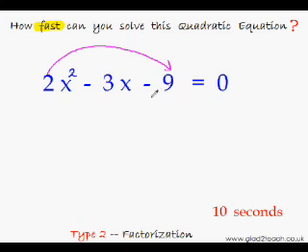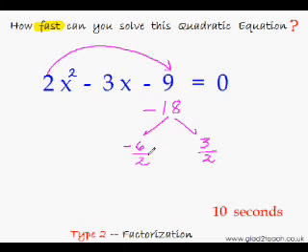2 times minus 9 is minus 18. 2 factors of 18 whose sum or difference is 3 would be, adjusting the signs, negative 6 and positive 3. Now dividing by this coefficient 2, and this fraction can be written as, so these are the factors. Just change the signs and we have solved the equation. x equal to minus 3 over 2 and x equal to 3.